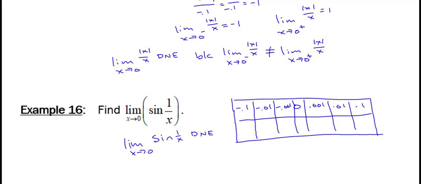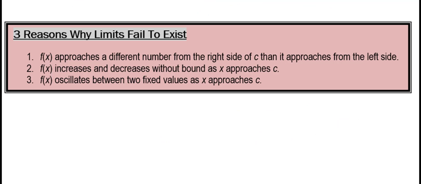Okay, and clearly you guys have your table filled out. That did not show a tendency, right? So that's how it would look on a table. That's how it would look on a graph. All right, so we come to the last thing for today. 3 reasons why limits fail to exist. We now know all 3 of them.